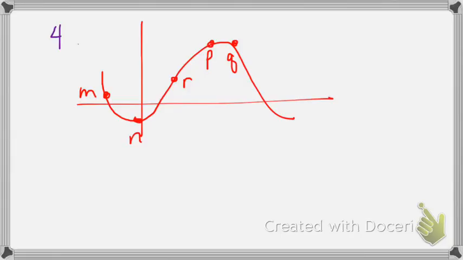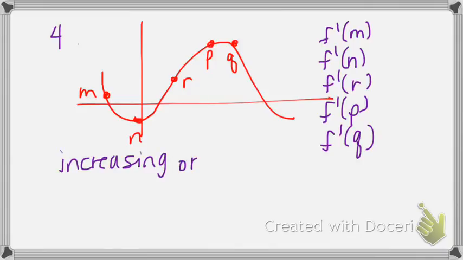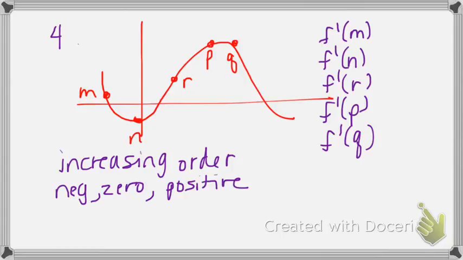All right, another question might ask you to think about f prime of m, f prime of n, f prime of r, f prime of p, and f prime of q. And what it might ask you is for you to put those in increasing order, which means that you want to start with the negatives, then 0 if there are any, and then positives. So the biggest negatives will come first.